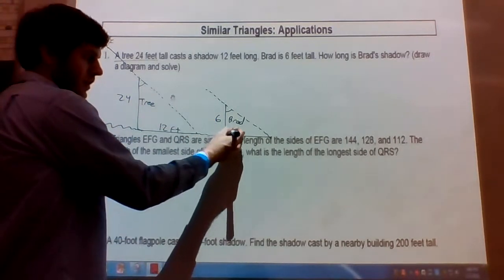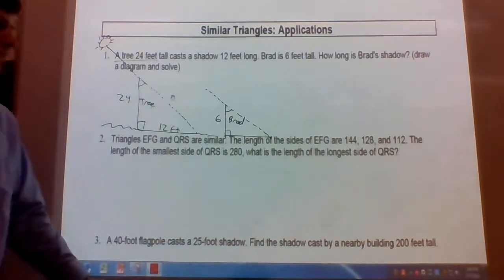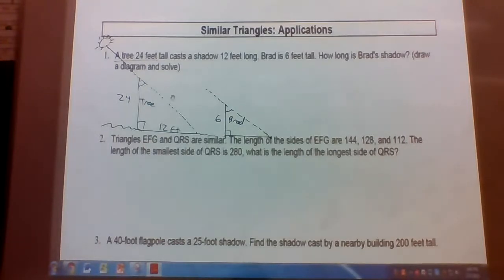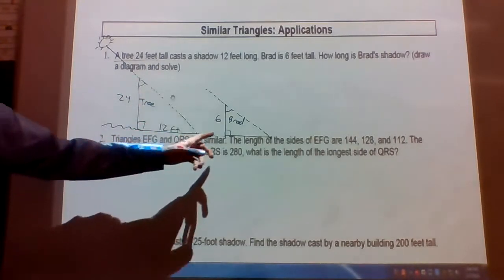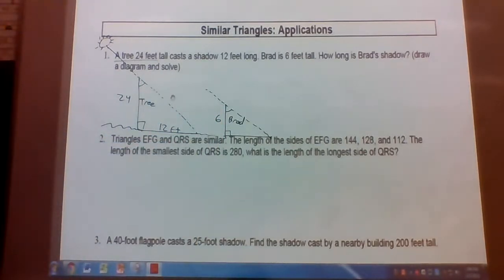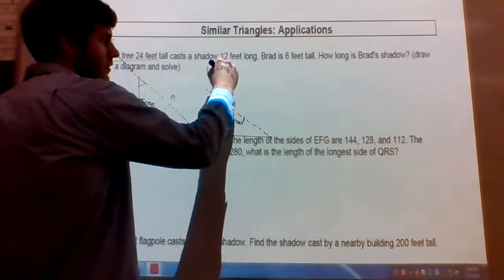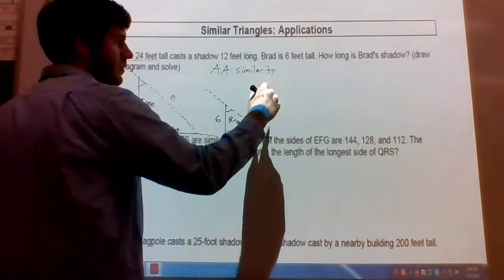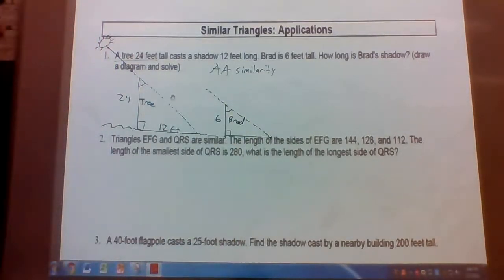For our purposes, okay, and then we have two right angles. Assuming the tree and Brad are both standing upright, we have two right angles. Therefore, we have two pairs of corresponding angles that are congruent. Since we have two pairs of corresponding angles that are congruent, we know by angle-angle similarity that the two triangles are similar. Since the two triangles are similar, we know that the ratios of the corresponding sides are going to be equal. The sides are going to be proportional.